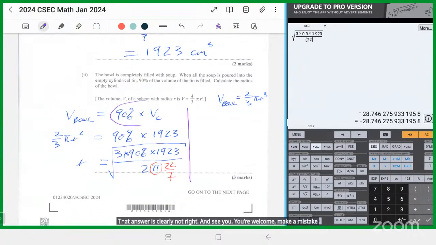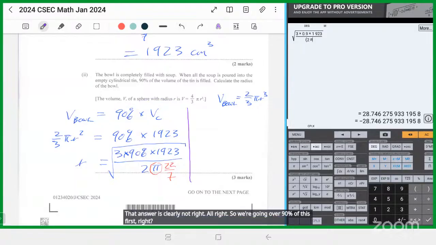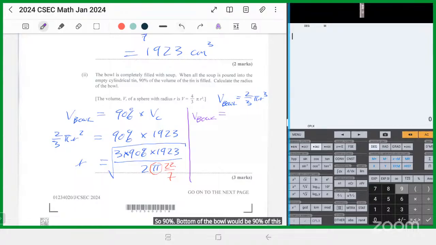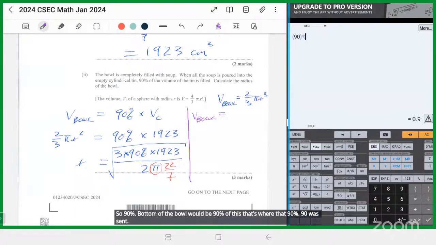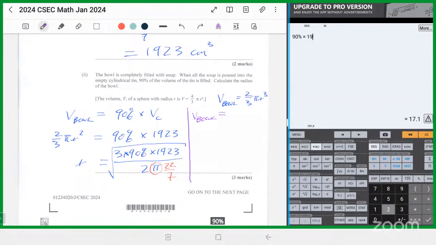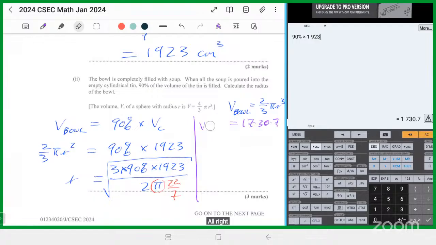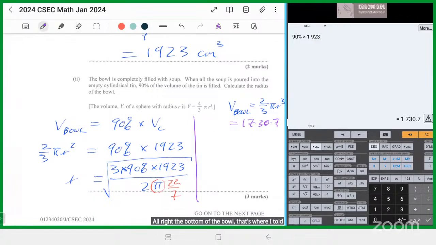All right, so we're going to work 90% of this first, right? So 90%, the volume of the bowl would be 90% of this. Let's work that. 90% times 9023. So I'm getting 1730.7. All right, and the volume of the bowl, let's write it out, is 2/3 pi r.